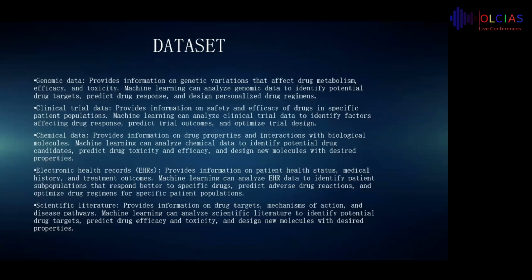The final is scientific literature. Scientific literature provides information on drug targets, mechanisms of action, and disease pathways. Machine learning can analyze scientific literature to identify potential drug targets, predict drug efficacy and toxicity, and design new molecules with desired properties. For example, machine learning algorithms can analyze large volumes of scientific literature to identify potential drug targets and predict which drugs may be effective in treating specific diseases.